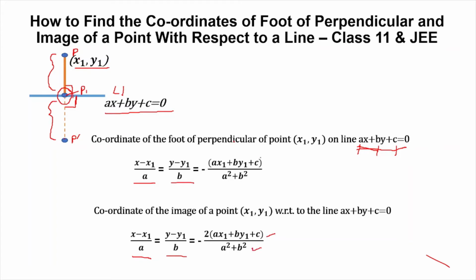So if we see, these both formulas are almost the same, the only difference is an extra 2 appearing for finding the coordinates of the image of the point. So by using these two formulas you can find the coordinates of the foot of a perpendicular and the image of any point P, x1, y1.